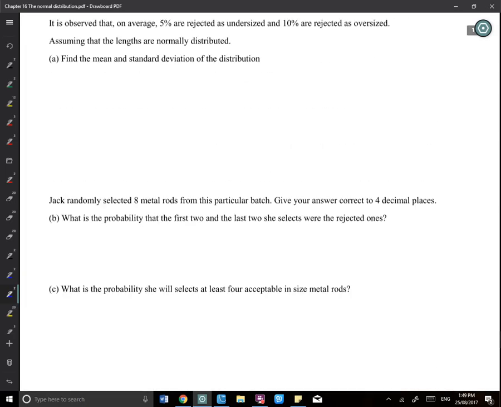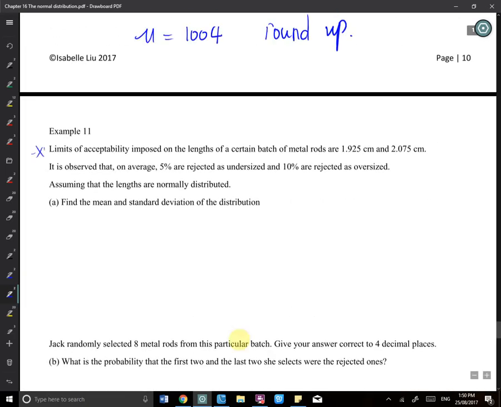This is the trickiest question you will have for normal, because the mean and standard deviation aren't given, and the two areas are not the same. Look at those two areas.